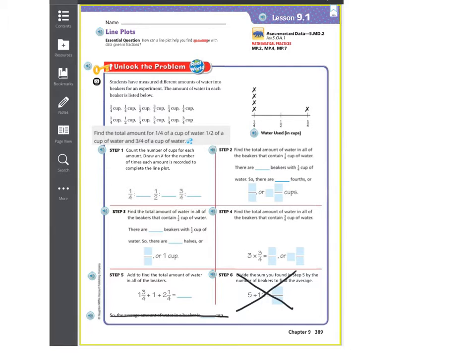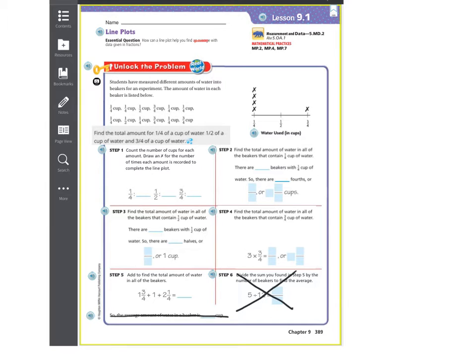So whenever it asks for questions about average, as you can see, I X'd them off. So we'll be skipping that part. And here I changed the question. So we're going to be finding the total amount for each of these different cups of water. So here it says they're measuring different amounts of water into beakers for an experiment. And here is the list of different measurements. So we're going to use this data in our line plot, and then we're going to find the amount for a 1/4 cup of water, a 1/2 cup of water, and 3/4 cups of water.